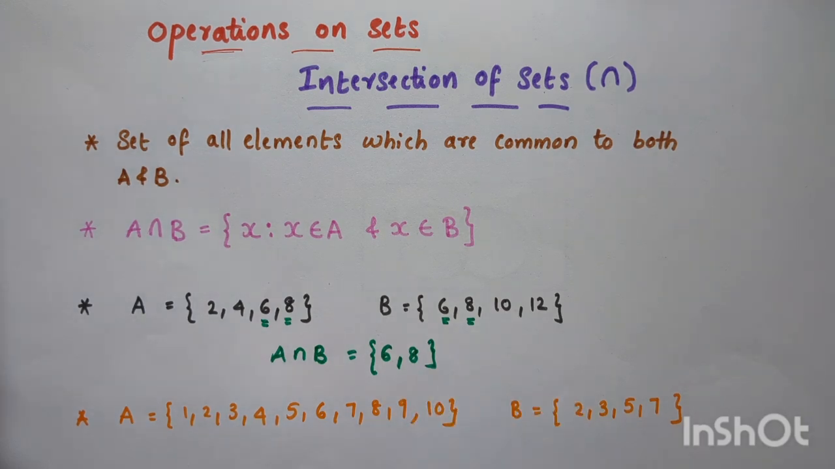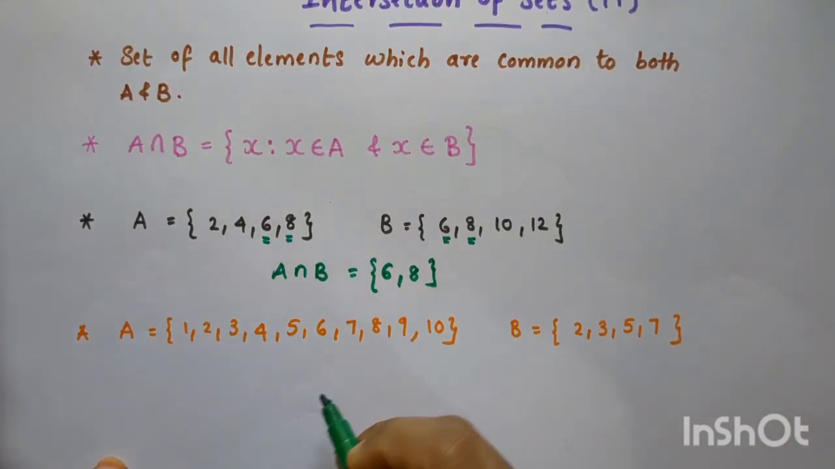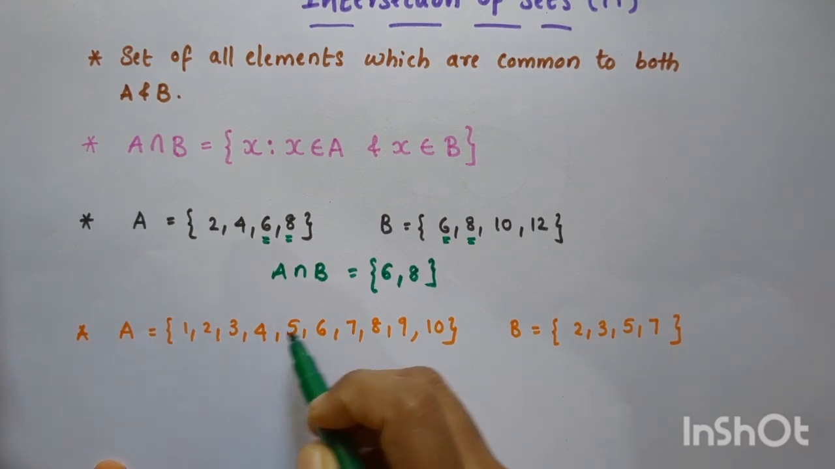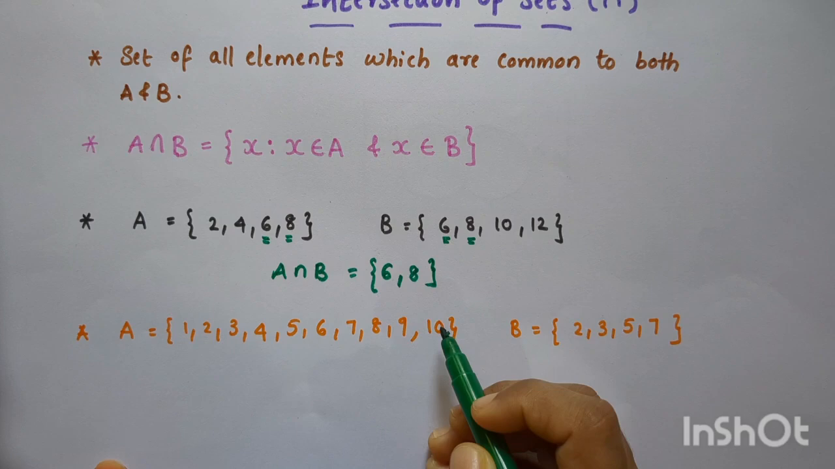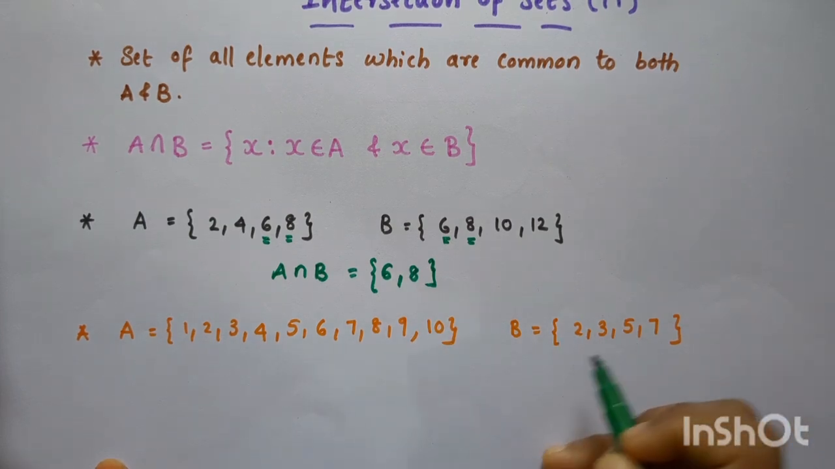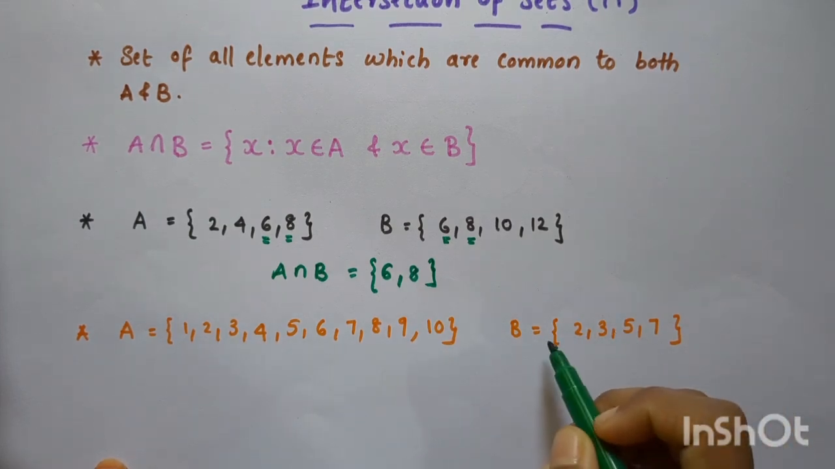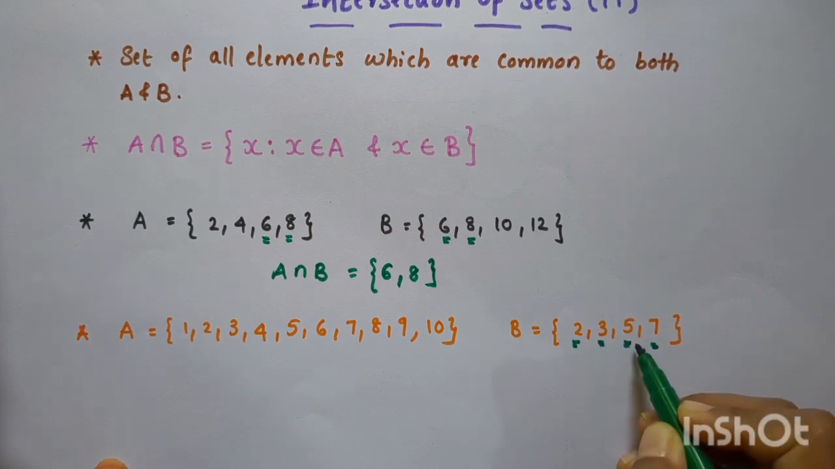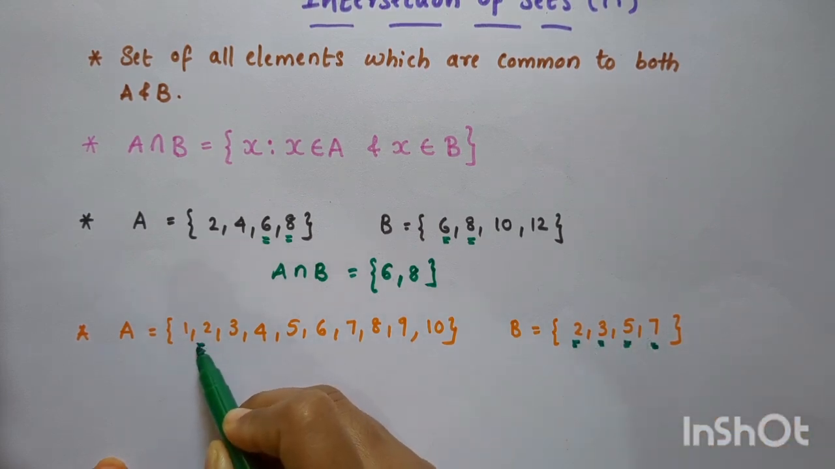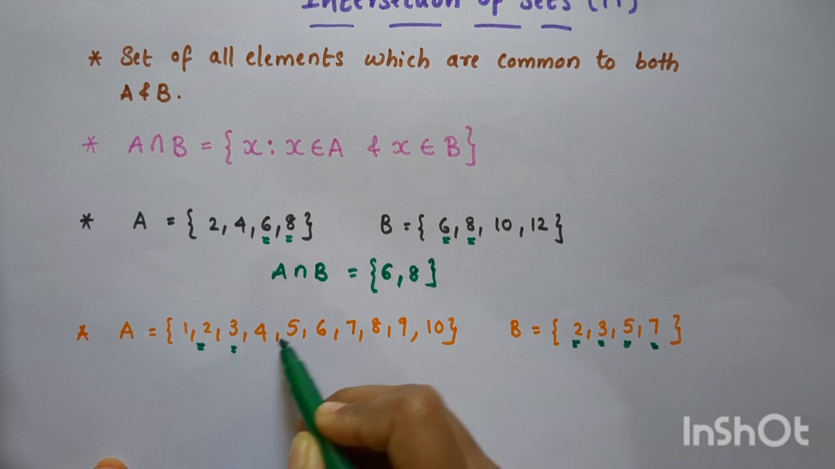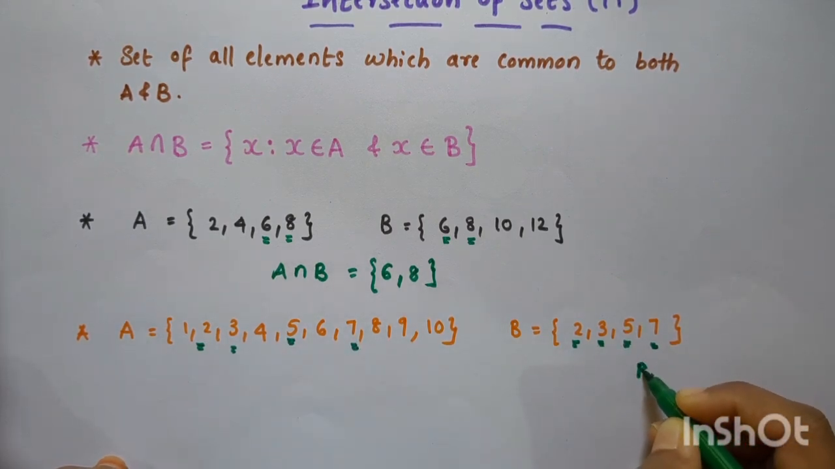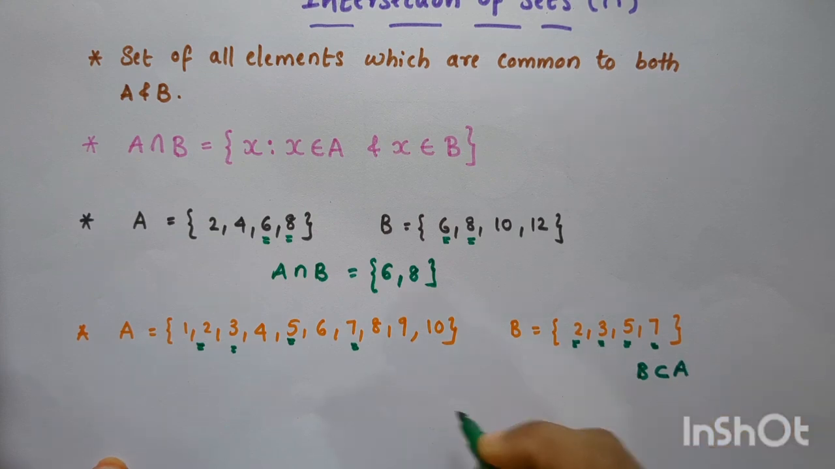Okay. Now let us consider another example. A is equal to set of 1, 2, 3, 4, 5, 6, 7, 8, 9, 10 and B is set of 2, 3, 5, 7. So here you can see that all the elements in B are actually there in A: 2, 3, 5, 7. So here we can say that B is a subset of A.